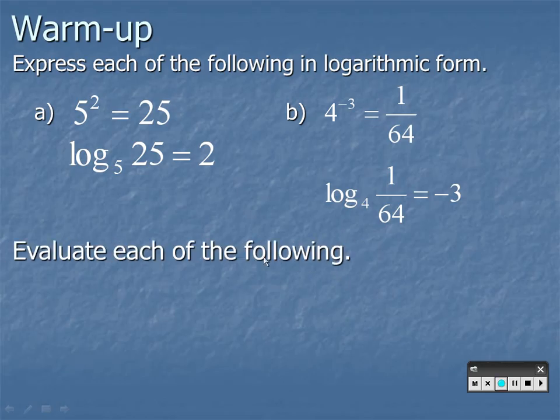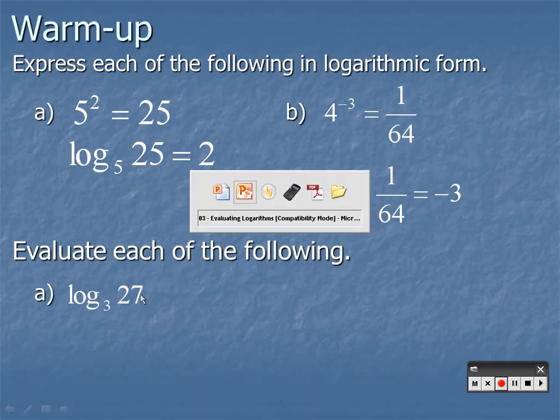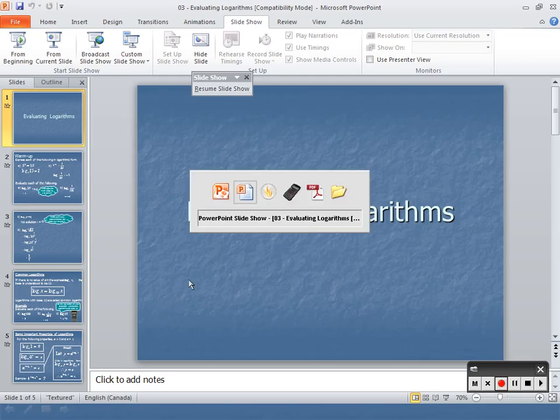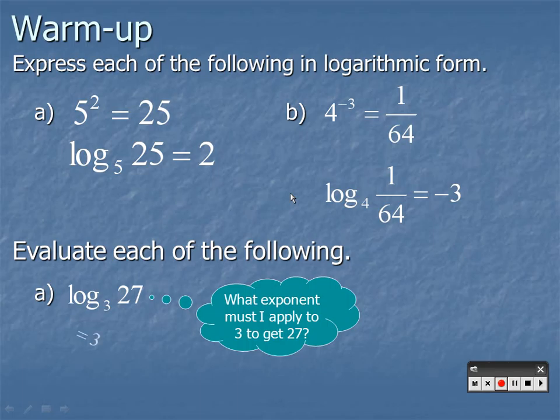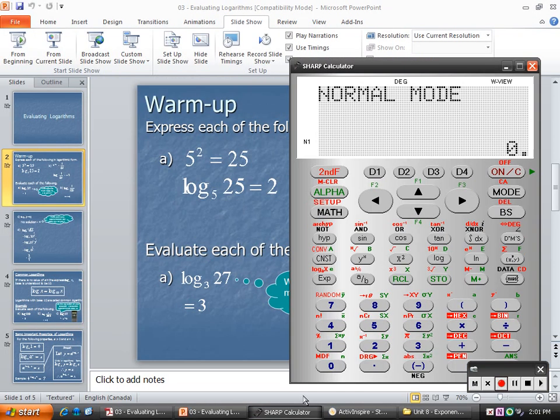So now, using that knowledge, we're going to evaluate each of the following. What is this asking us for? Say it carefully. Say it with me. The power I put on 3 to get 27. Well, what power do you put on 3 to get 27? And you might know it in your head, and that's fine. But what I really want to talk about is what do you do in your calculator to get these answers. So we know the answer is going to be 3.